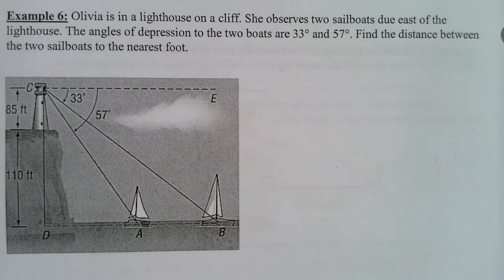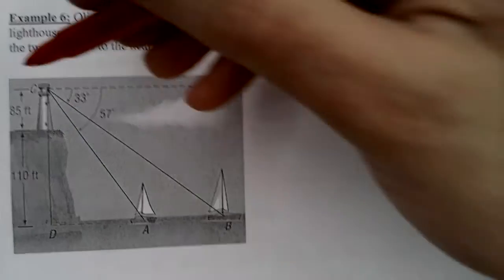Okay, so here's what I'm going to do. Let's get a game plan, okay? My game plan is to find DB and to find DA, and then you subtract the two. That'll give me the difference, okay? If I find DB and then I find DA and I subtract the two, that'll give me the distance between the two sailboats, okay? So I'm going to start by finding DA.